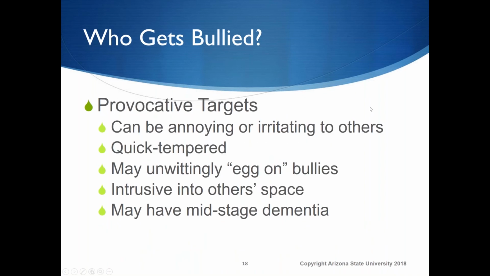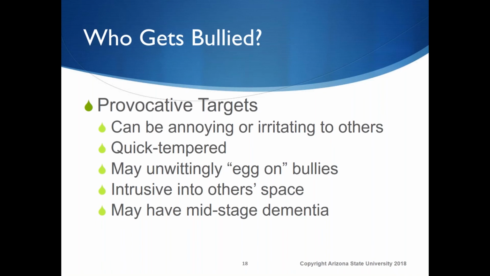And there's also provocative targets who, in being more shy and insecure, tend to be a little bit more outgoing and annoying or irritating to other people. And just that behavior may egg on bullies who don't tolerate that type of thing. And if dementia is present, it's a little bit more advanced. And not to confuse bullying behavior with dementia-related behavior.